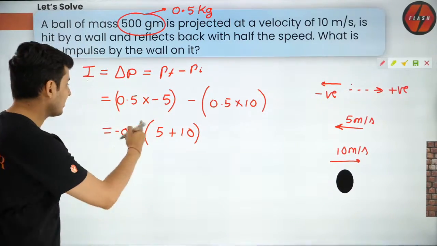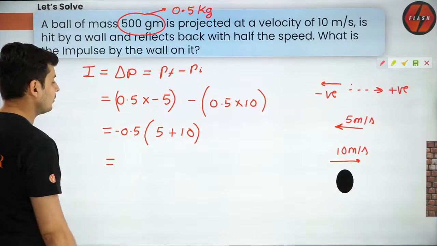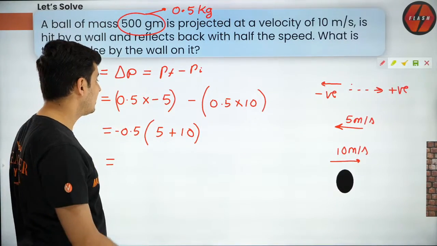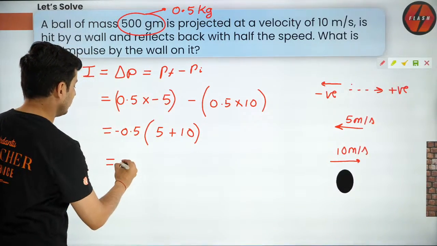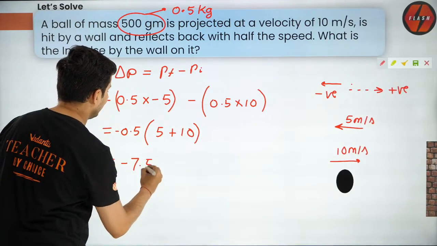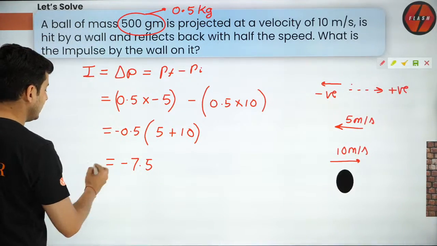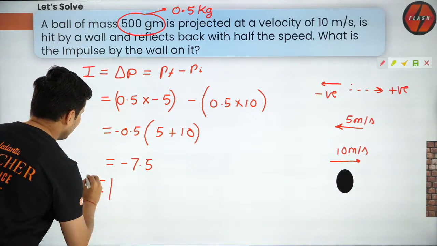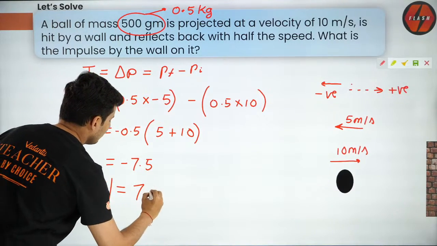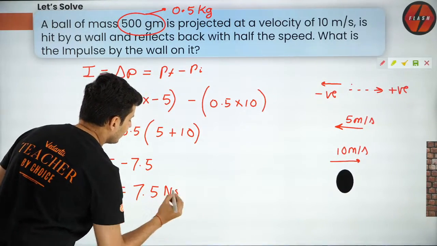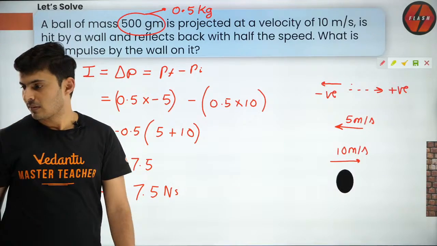I hope this is clear. So 5 plus 10, 15. 15 into 5, how much? 75. So that point is there, do not forget, it is minus 7.5. But understand, it's only about the magnitude that we are talking. So it will be just 7.5 Newton second. That's the answer.